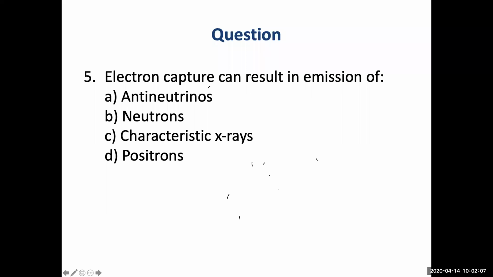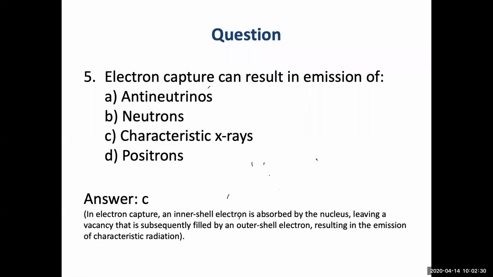So electron capture can result in emission of antineutrino, neutrons, characteristic X-ray, or positron. Or C. Very good. Excellent. So the answer is C. As we said, there is a vacancy filled by another electron and an X-ray emitted after the transition of one electron to another state.